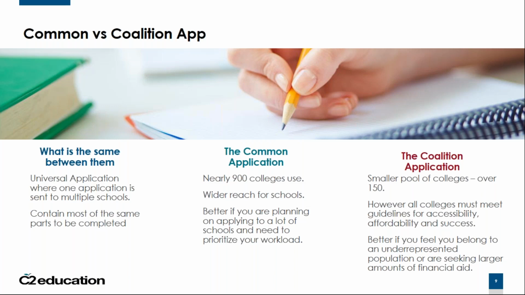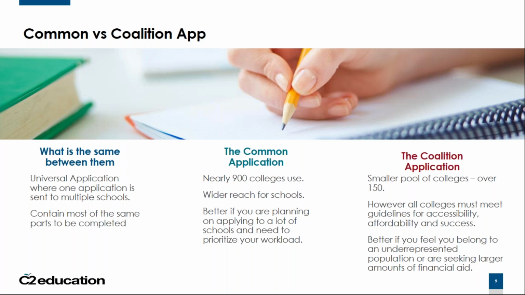Now, what this means for you: you should be filling out the Coalition app, especially if you are a student who feels that you're an underrepresented population, either demographically, ethnically, religiously, any form of underrepresented group that would be asked about on the application. Or if you are in a situation where you are going to be seeking large amounts of financial aid, filling out the coalition application indicates to colleges that that is something that you might need.